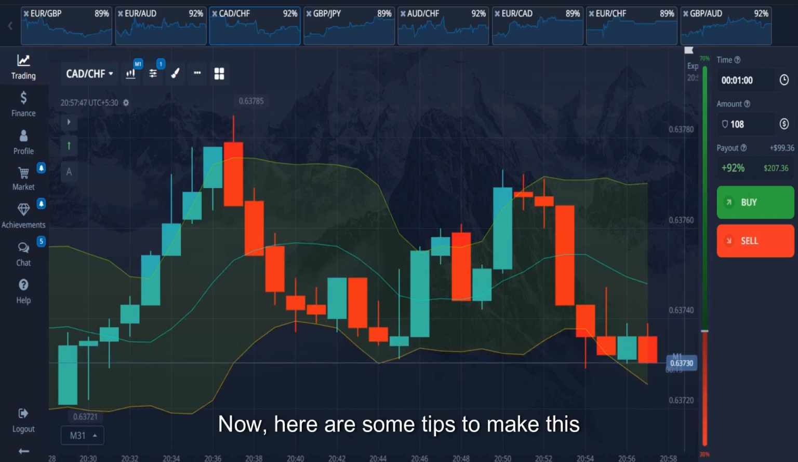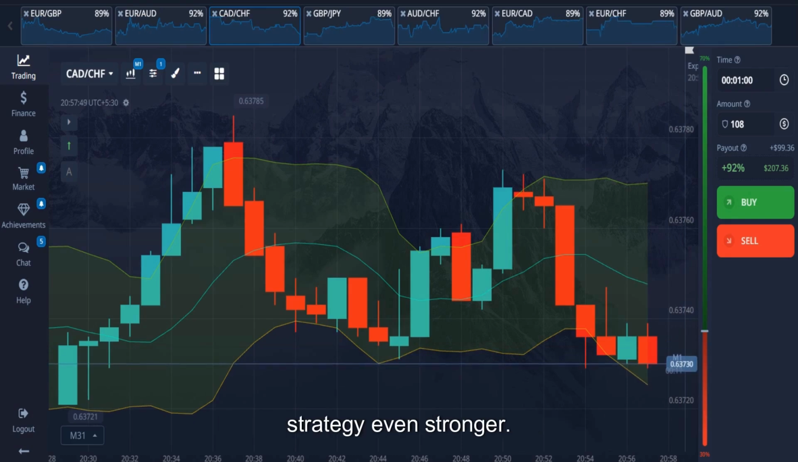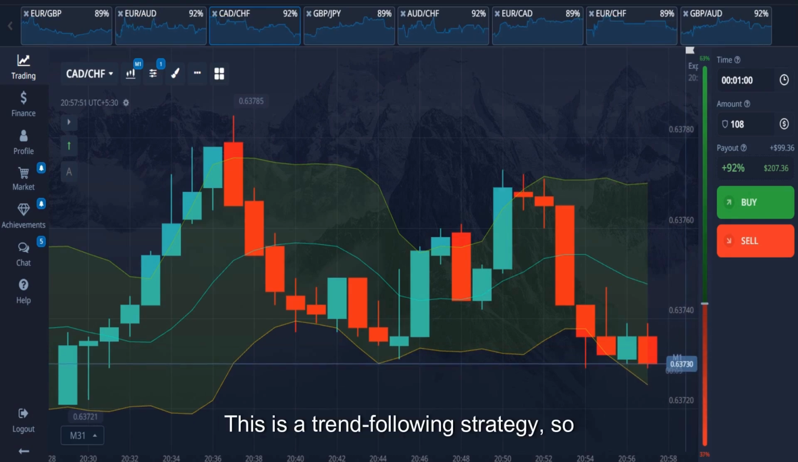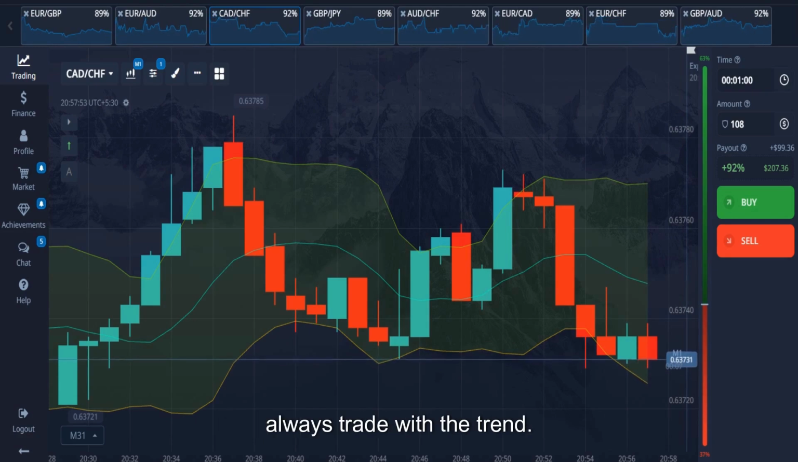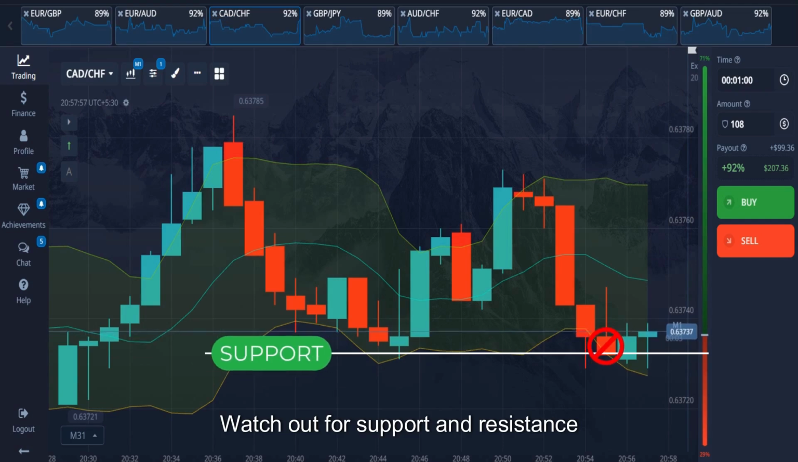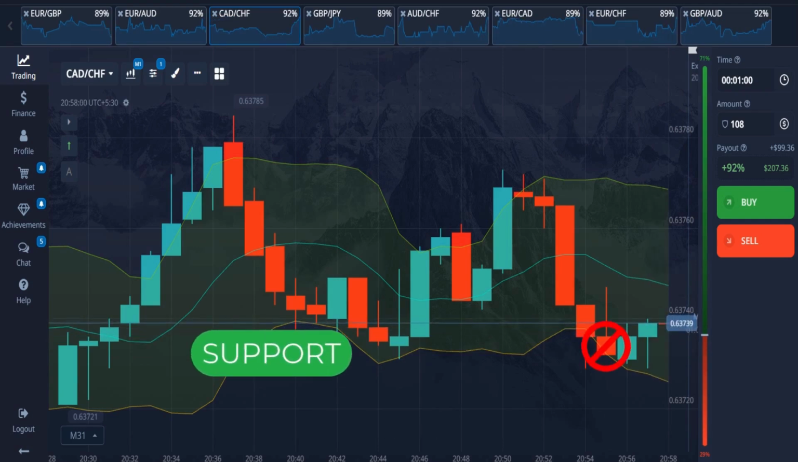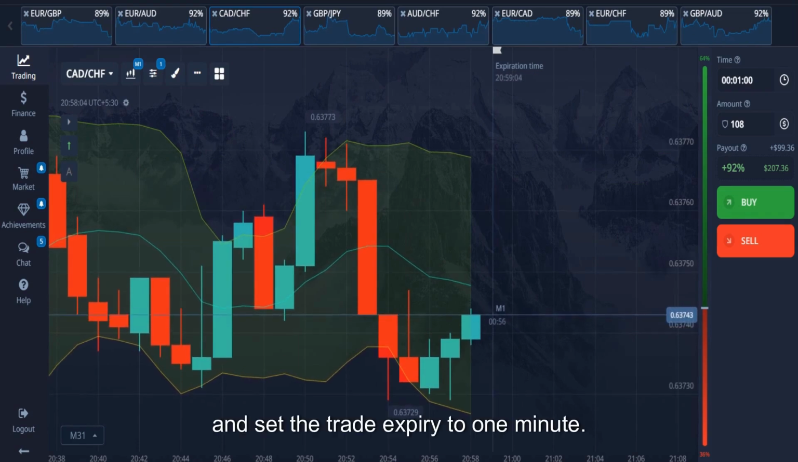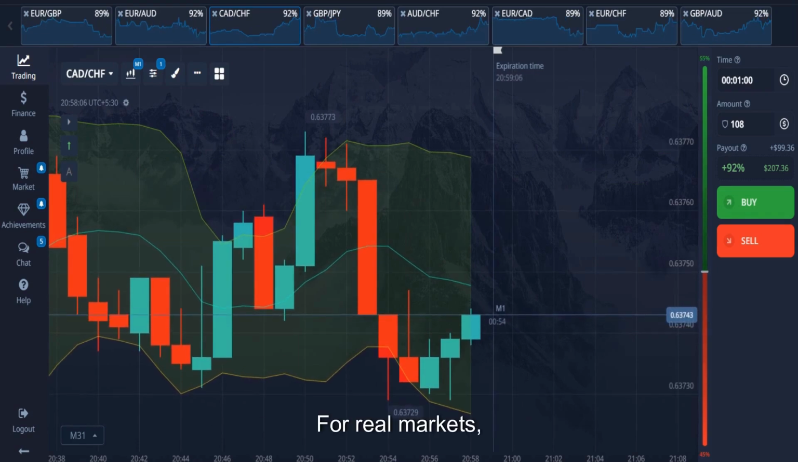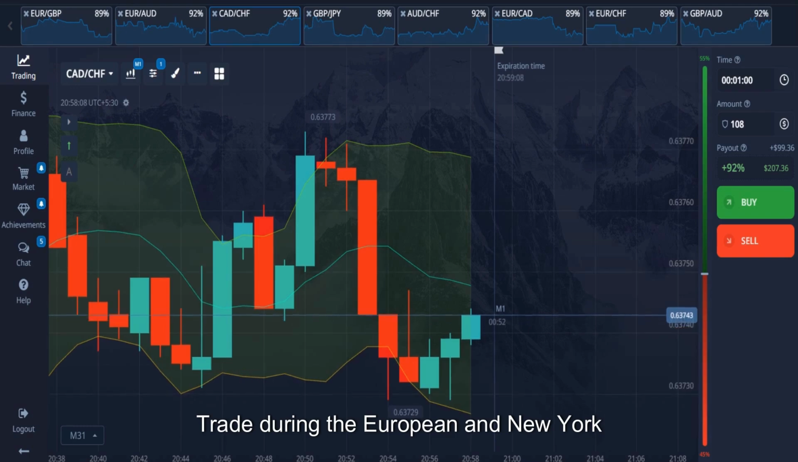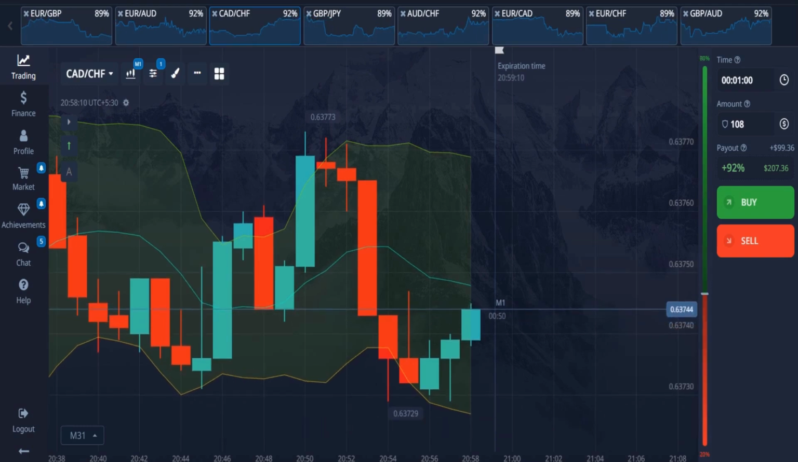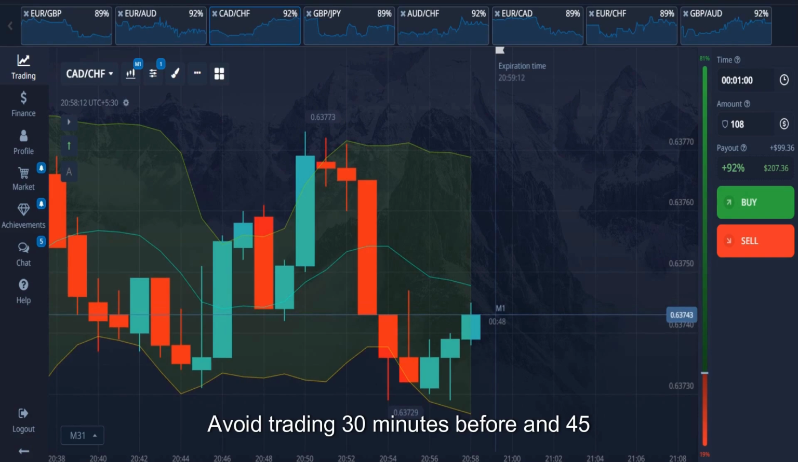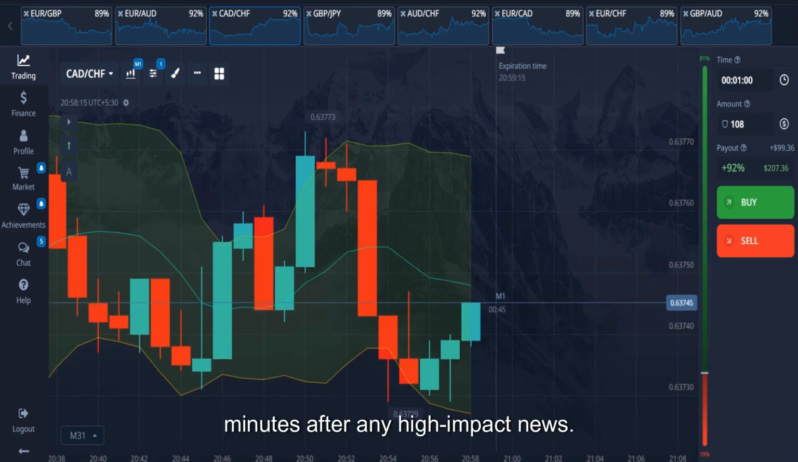Now, here are some tips to make this strategy even stronger. This is a trend-following strategy, so always trade with the trend. Avoid trading against it. Watch out for support and resistance levels. They're crucial. Use a 1-minute time frame for your candles and set the trade expiry to 1 minute. For real markets, trade during the European and New York sessions for the best results. Avoid trading 30 minutes before and 45 minutes after any high-impact news.